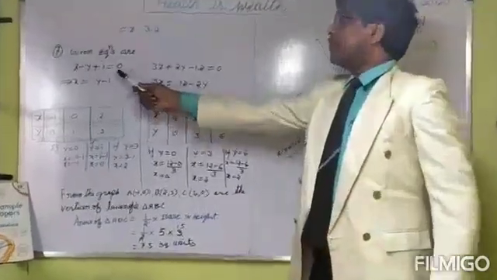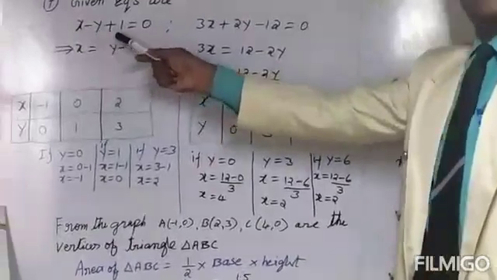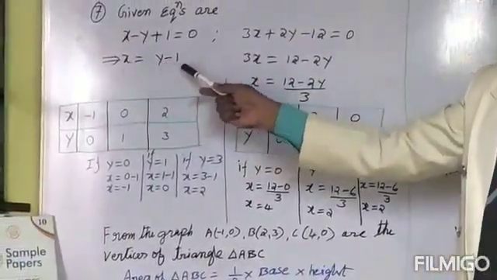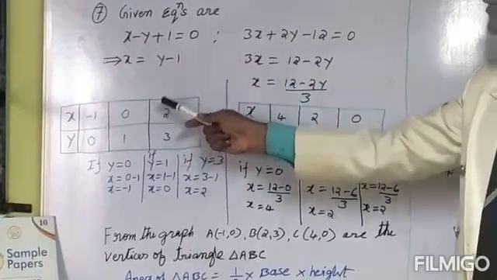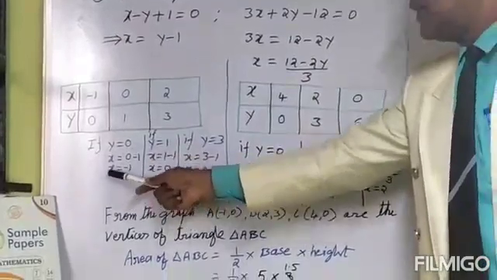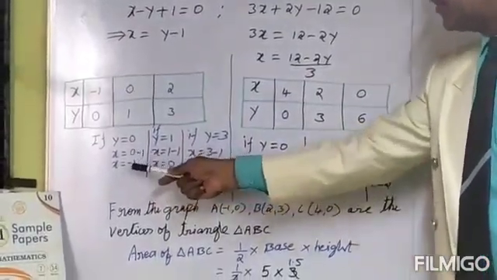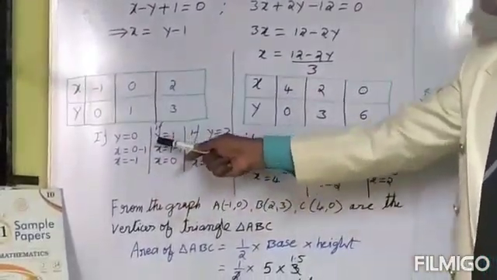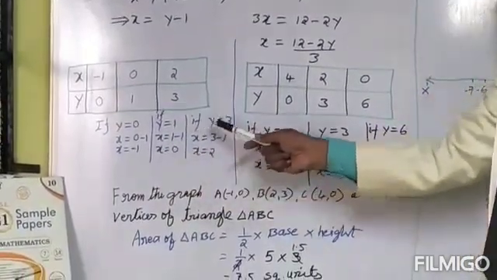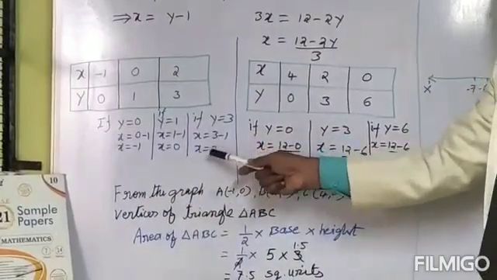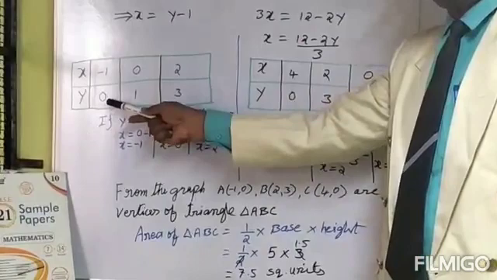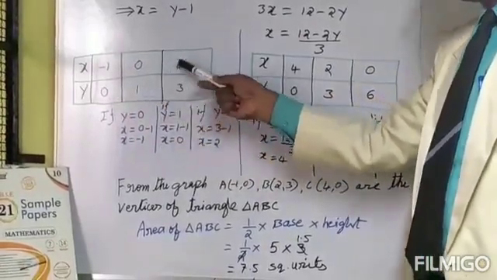So equation number 1 is given, x minus y plus 1 equal to 0. That is, x equal to y minus 1 it becomes. And you are taking the values of y. Like here y equal to 0, you will get x equal to minus 1, and y equal to 1, you are getting x equal to 0, and y equal to 3, you are taking, respectively x equal to 2 you are getting. That the coordinates are minus 1 comma 0, 0 comma 1, 2 comma 3.